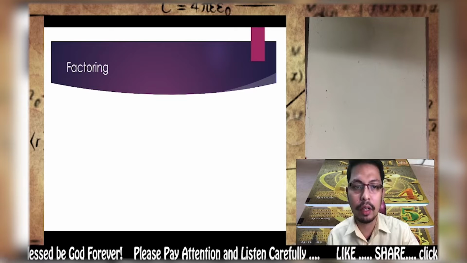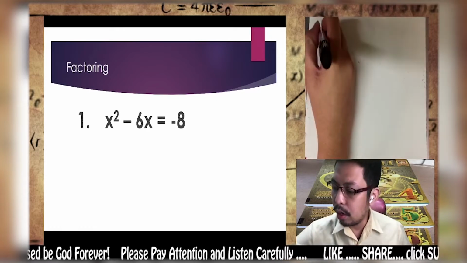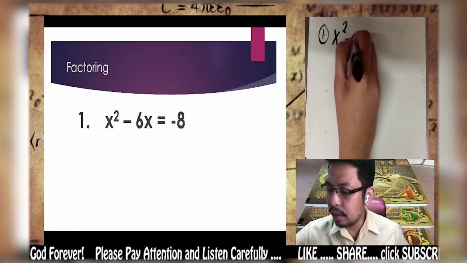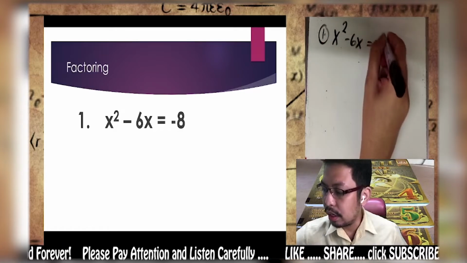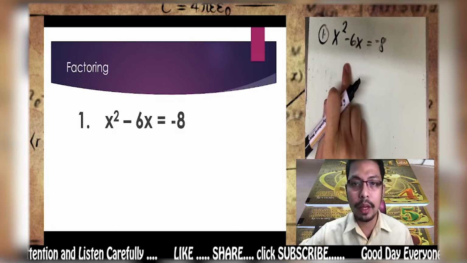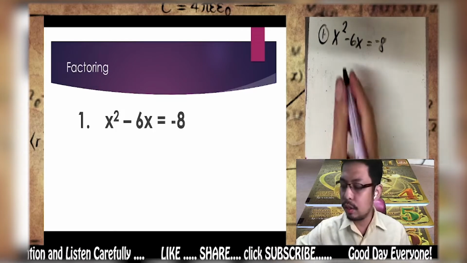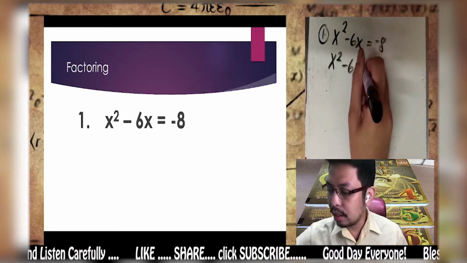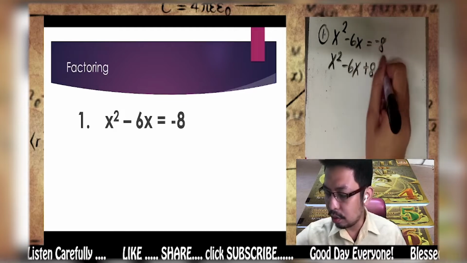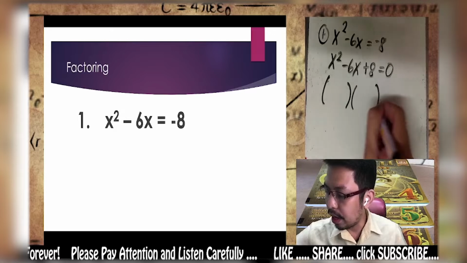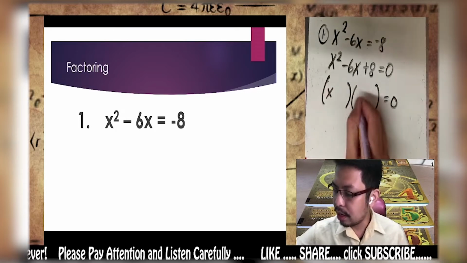Next is by factoring. So we have number 1. We have x squared minus 6x is equal to negative 8. So we arrange this into the form of ax squared plus bx plus c is equal to 0. So we have x squared minus 6x plus 8 is equal to 0. So factor it out. So we have x.